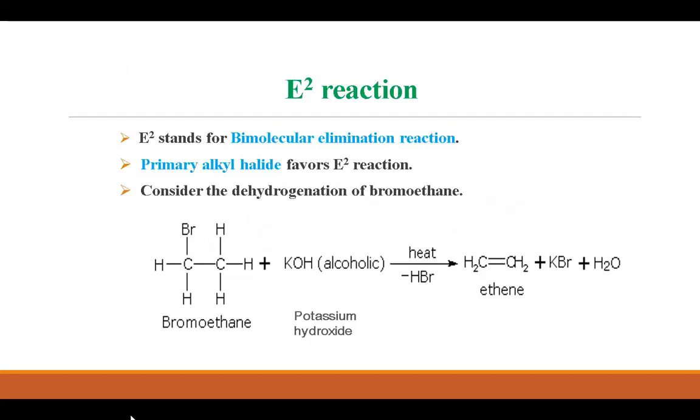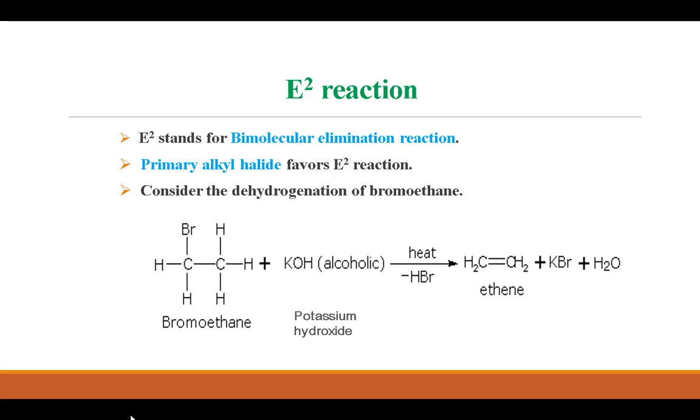E2 reaction. E2 stands for bimolecular elimination reaction. Here primary alkyl halide usually favors E2 reaction. Consider the dehydrohalogenation of bromoethane.